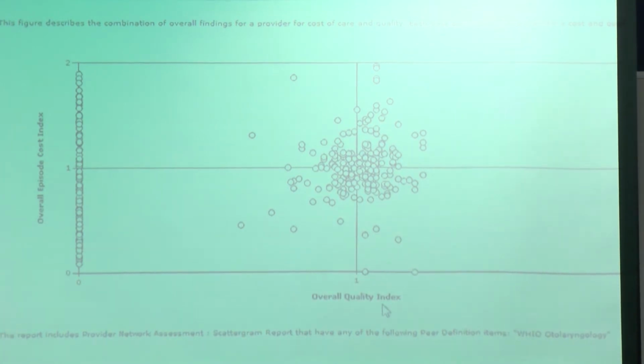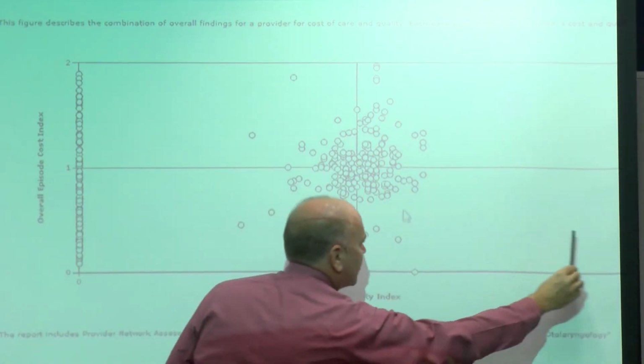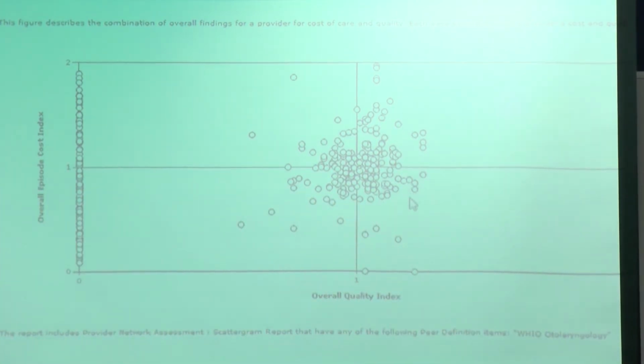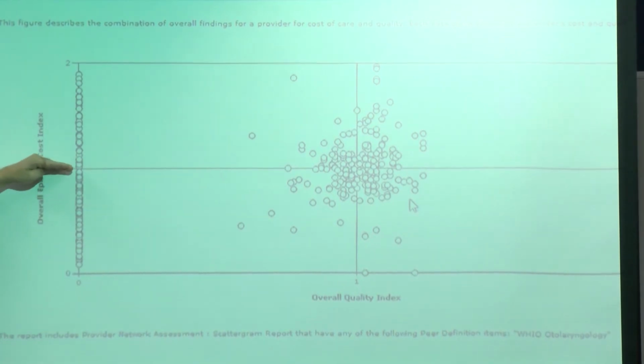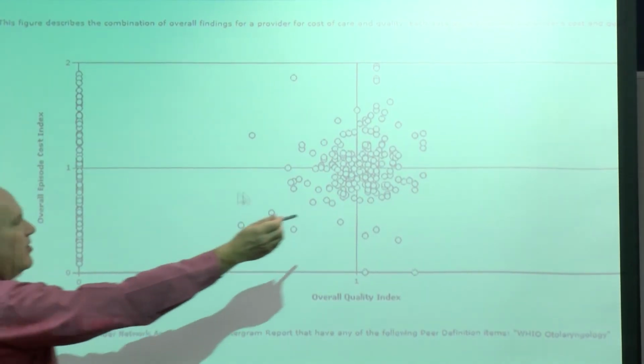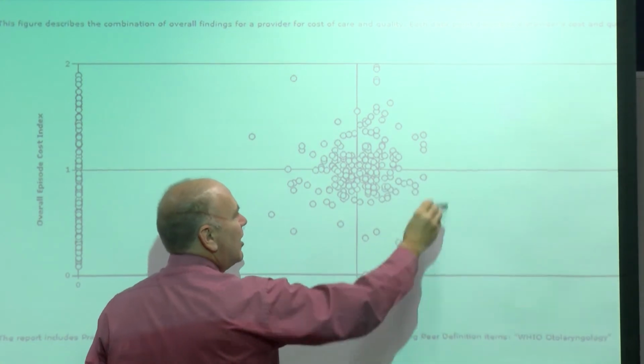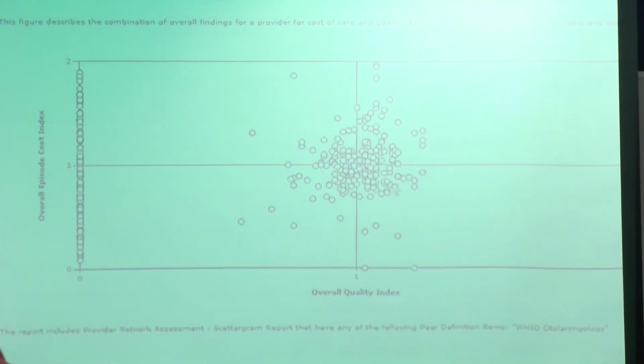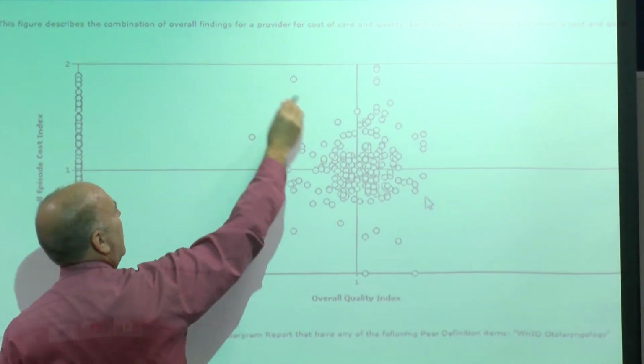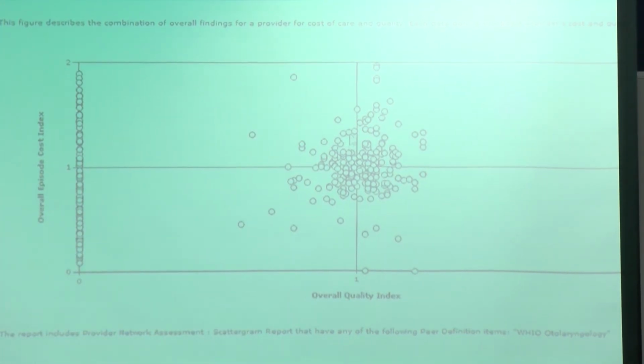So if you're looking at this graph, quality, right, if you're above 1 in quality, that means you're good. So you want to be at least to the right side of that particular graph. In terms of cost, you want to be less than 1. So if you're in this quadrant right here, you're a highly efficient doctor. If you happen to be in this quadrant on the upper left, wow, you're a highly inefficient doc.